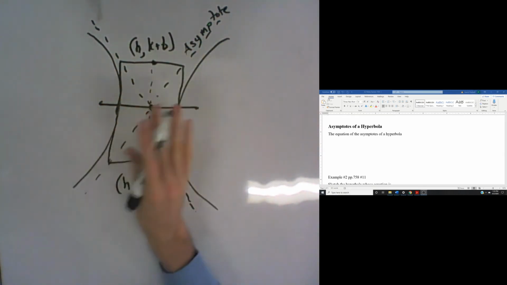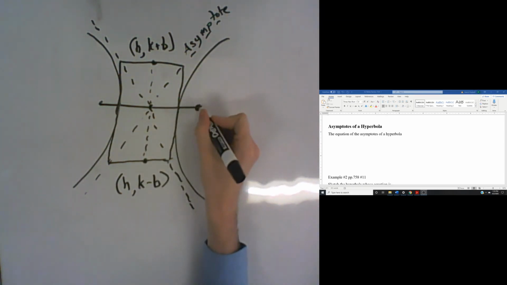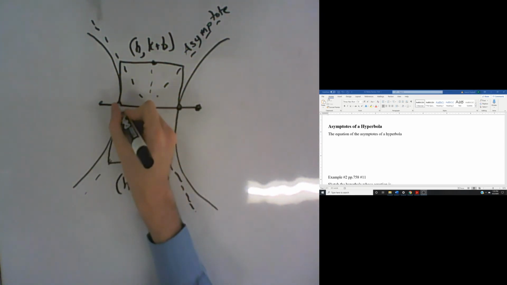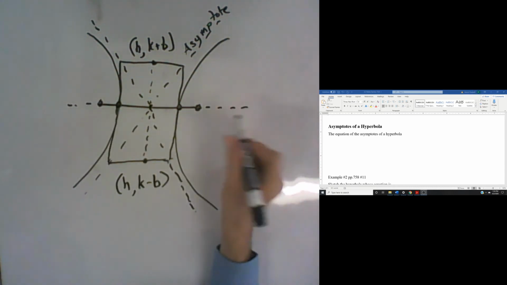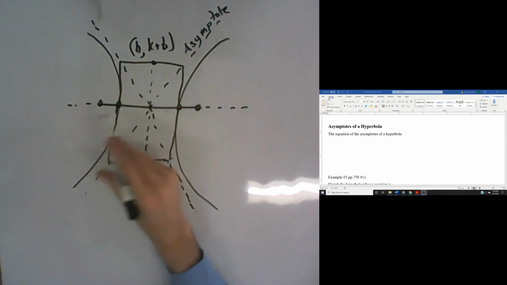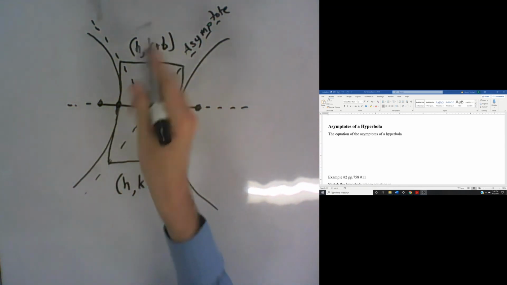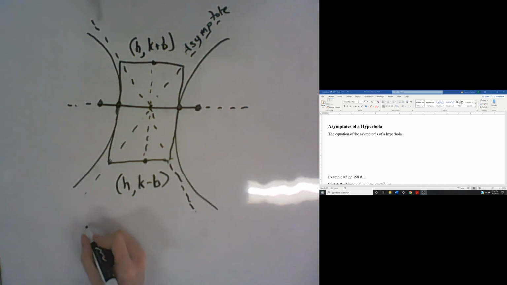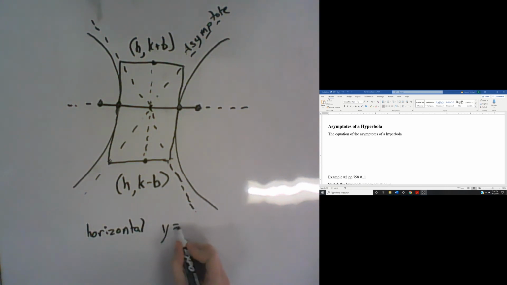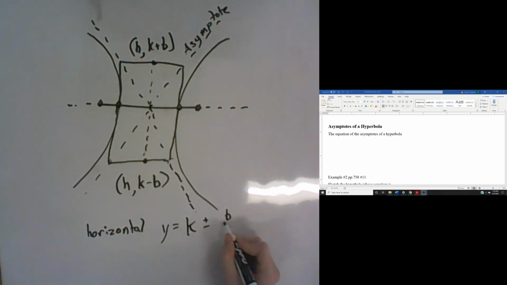It doesn't affect the vertices or our foci. So b affects the asymptote. Our asymptote is going to have two equations. So horizontal is going to be y equals k plus or minus b over a, x minus h.